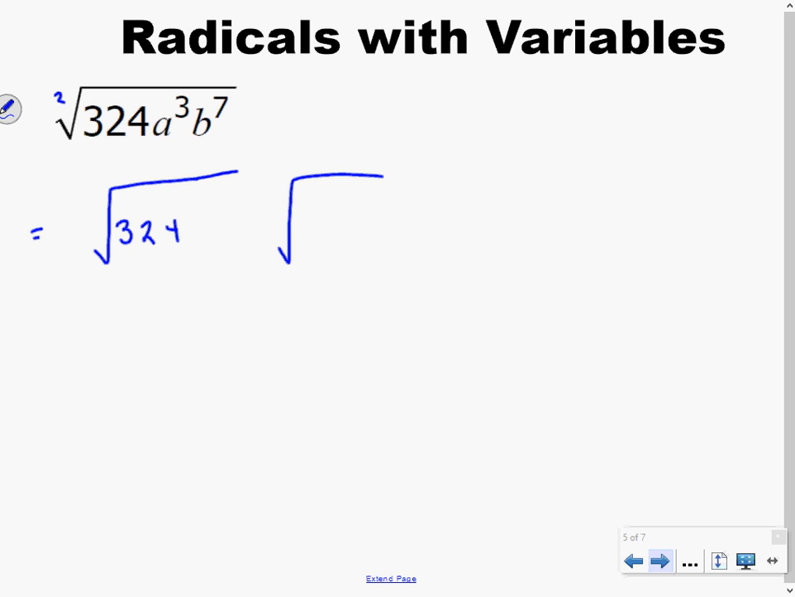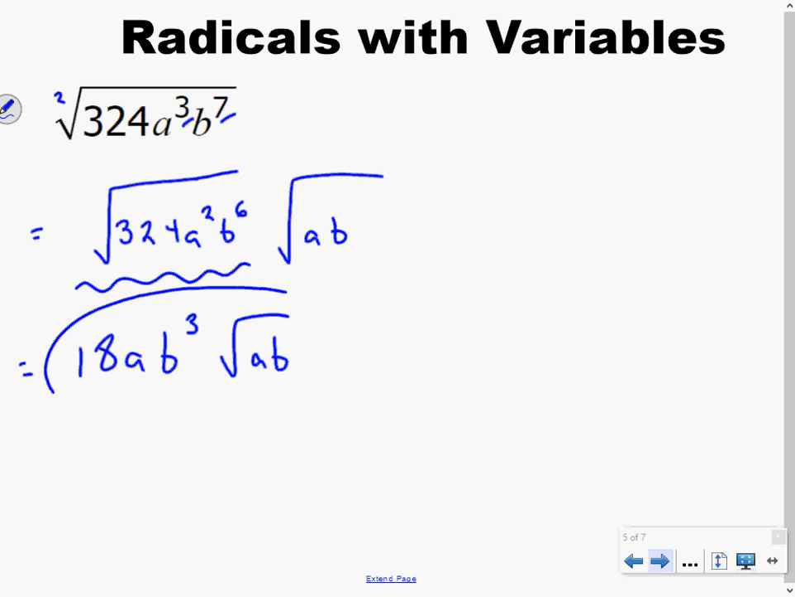But if you look at our exponents, neither of those are divisible by 2. So I'm going to make a cubed really a squared times a. And I'm going to turn b to the 7th into b to the 6th times b. What this is going to allow me to do is, over here, I can now divide those exponents by 2, so that this whole chunk here turns into 18, a to the 1st, b to the 3rd, and then I have this square root of ab left over. Let's look at one more like that.